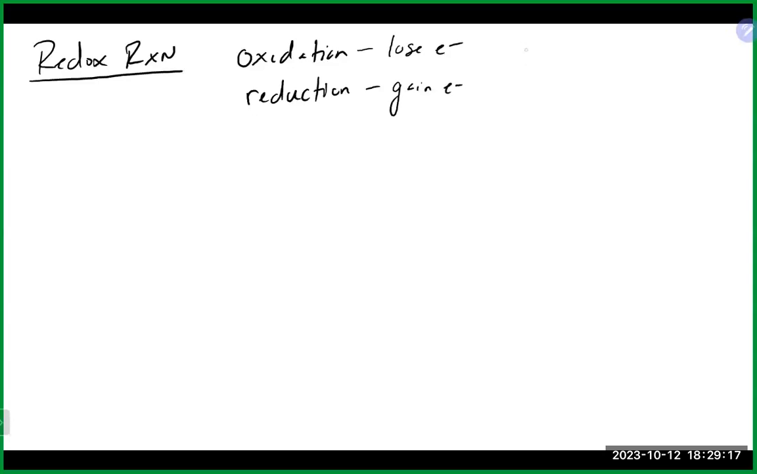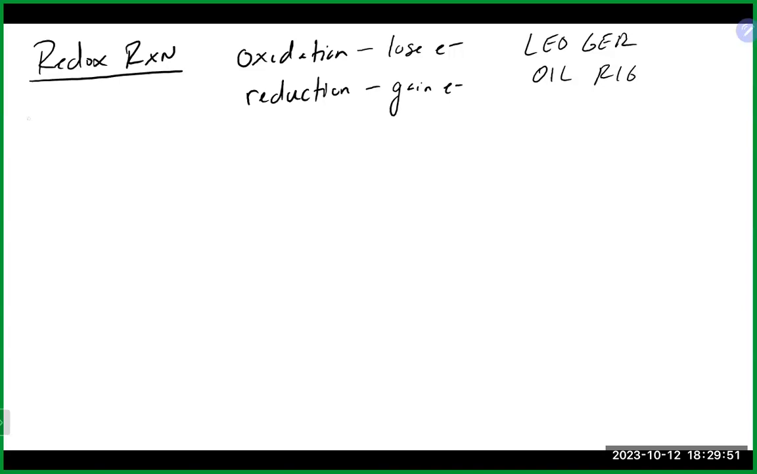Some people remember this as Leo the lion goes grr: loss of electrons, oxidation; gaining of electrons, reduction. Some people are fond of the oil rig. Oxidizing is losing, reducing is gaining. You can put Leo the lion on the oil rig. He goes grr. You don't have to choose. You can just use them all as well. So a couple other definitions, as we will see, involve oxygen and hydrogen. And in a lot of cases, we use those definitions more in organic chemistry, where we're dealing with nonmetals.